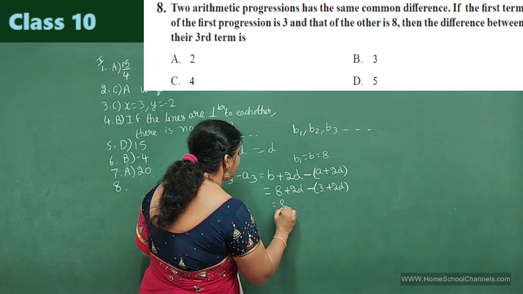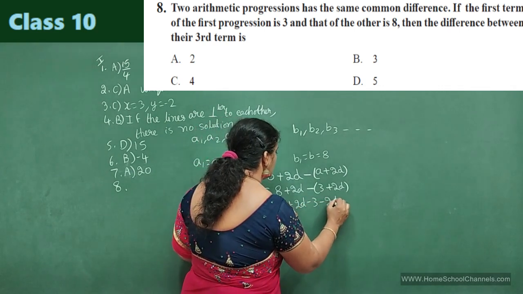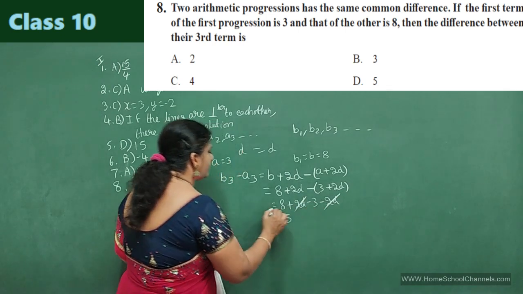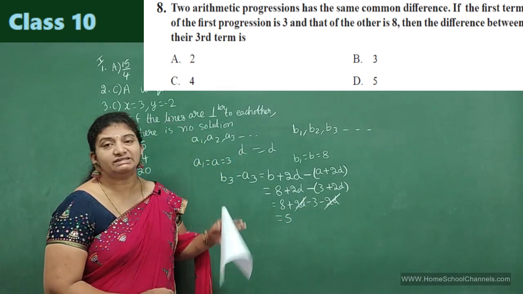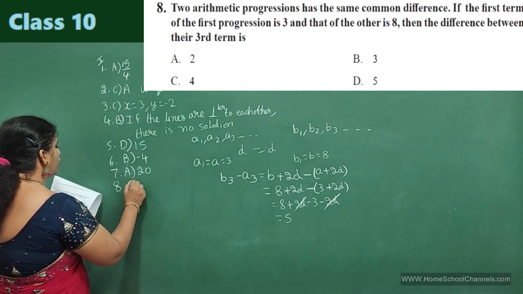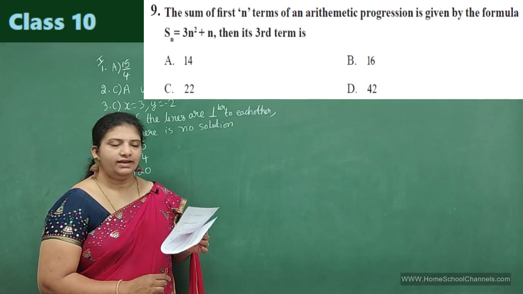Remove from bracket. 8 plus 2d minus 3 minus 2d. Minus 2d plus 2d will be cancelled. 8 minus 3 will be 5. Therefore, the difference between the two progressions' third term is 5. Check the option. It is your option D. 5 is the answer. Ninth one.